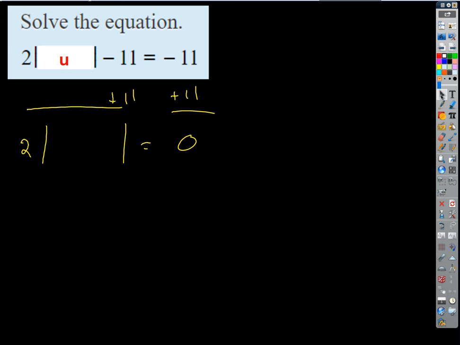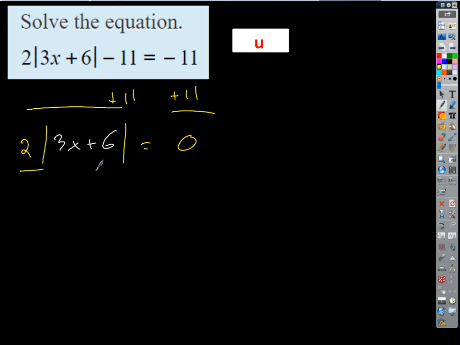And let's go ahead, what's inside there? So inside we've got 3x plus 6. But that's off limits, we can't touch that. Then we divide by 2, you said, that's correct. So that cancels. And then we get the absolute value of 3x plus 6 equals what? What's 0 divided by 2? 0.